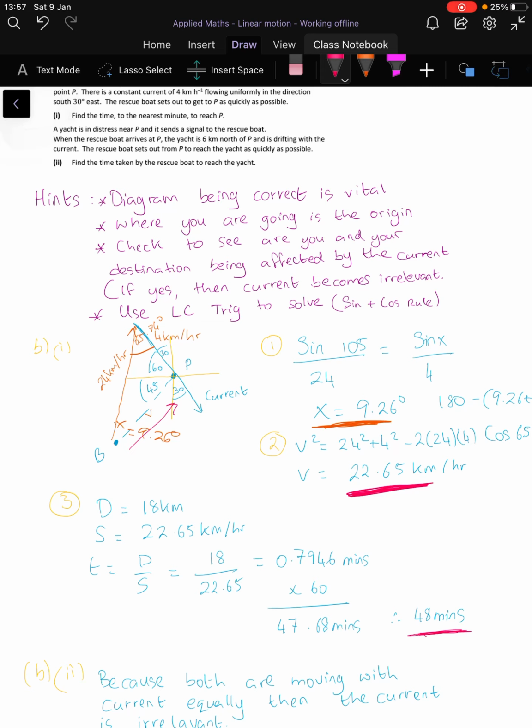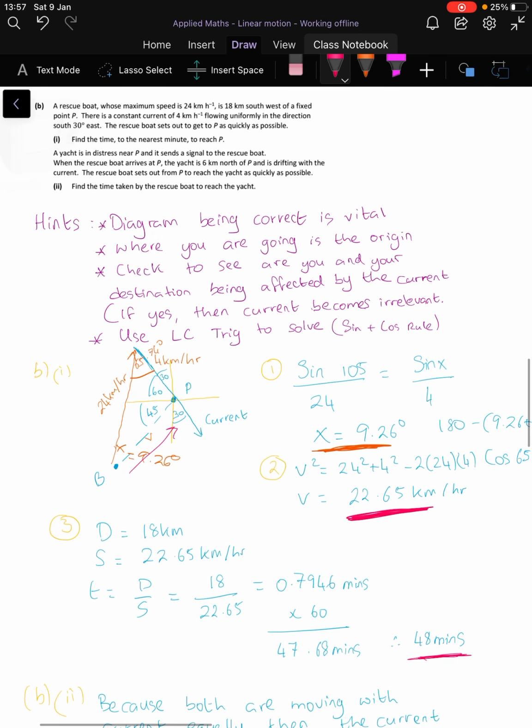Okay, part B of that then. If we go back to the question up here, it says a yacht is in distress near P, and it sends a signal to the rescue boat. When the rescue boat arrives at P, the yacht is 6 kilometers north of P and is drifting with the current. The rescue boat sets out from P to reach the yacht as quickly as possible. Find the time taken by the rescue boat to reach the yacht.